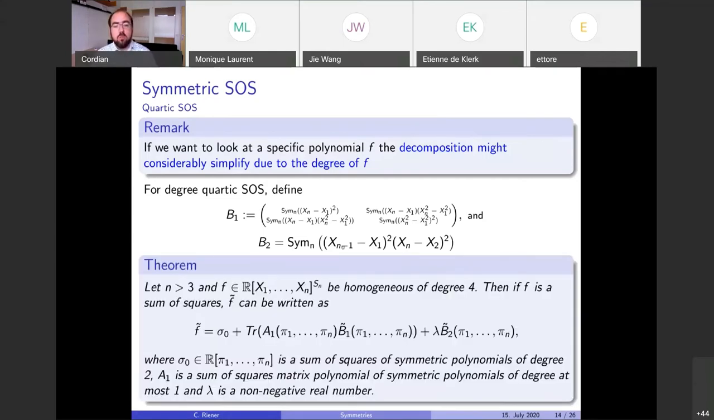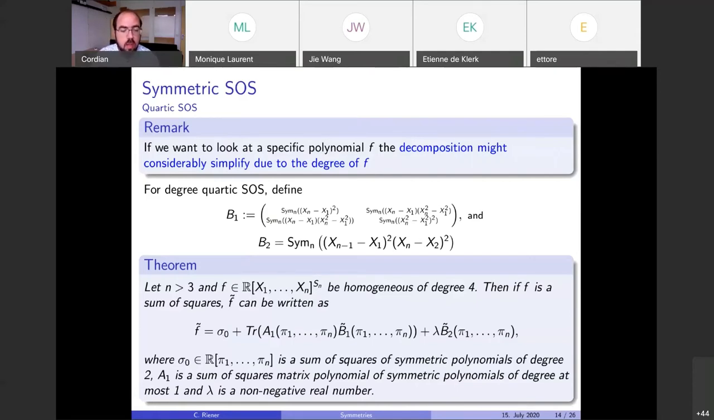So what we get by using all of these techniques is that whenever I have a polynomial in more than three variables, a homogeneous polynomial of degree 4, then f is a sum of squares if and only if f tilde can be written in the following very nice form. So let me tell you this form again. I have sigma 0, which is supposed to be an honest sum of squares of symmetric polynomials, so a sum of squares in the variables p_1 to p_n. And because f is supposed to have degree 4, f tilde cannot have degree more than 4. So the polynomials that can occur in this sigma are all of degree at most 2.